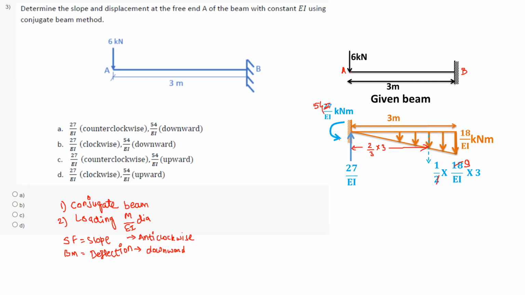Now deflection, we have downward, anti-clockwise, shear force positive we have, and therefore we will get this slope that is anti-clockwise. So we have counterclockwise and downward. So we have option A. Now, if you see this beam, it will deflect in this fashion. And if we apply a tangent to this, then it will be counterclockwise. And deflection we have downward. So that is option A.